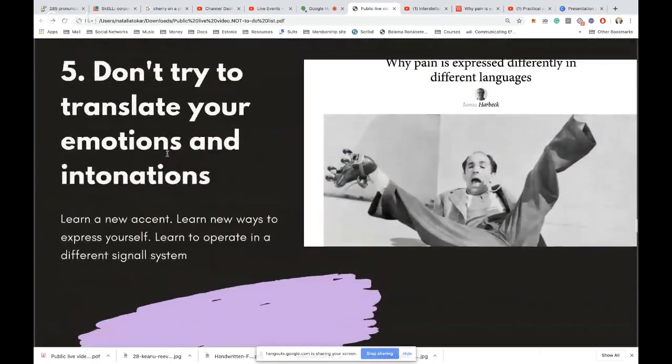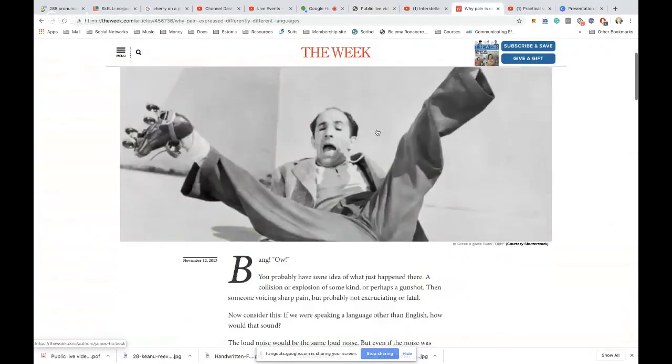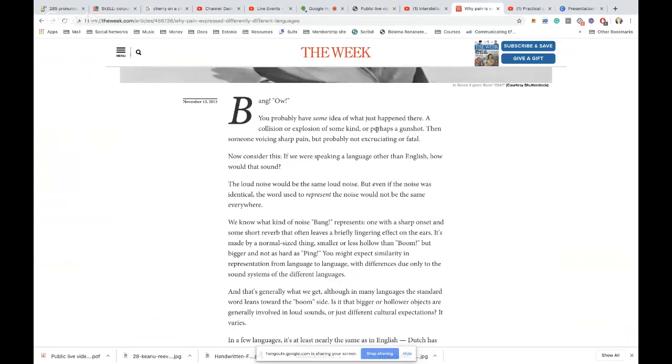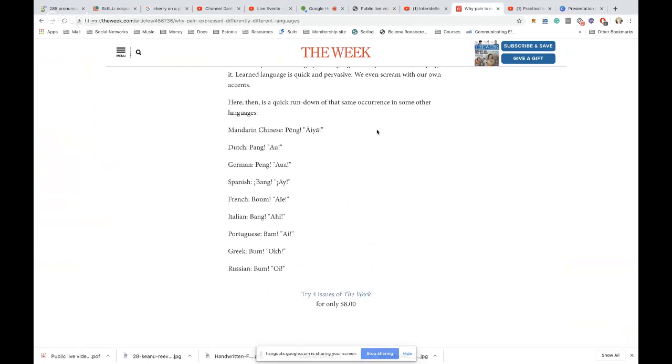We have two more. So don't try to translate your emotions and intonations. This is a very entertaining article, Why Pain is Expressed Differently in Different Languages. I encourage you to read it this week. And here you find that, if, let's say, you walk on the street and you bump into something because you didn't see it, in Russian we will say "oi." In English, people would say "ouch." In German, people would say "aua," right? In Greek, they would say "och," and whatever. "Ai" probably in French.